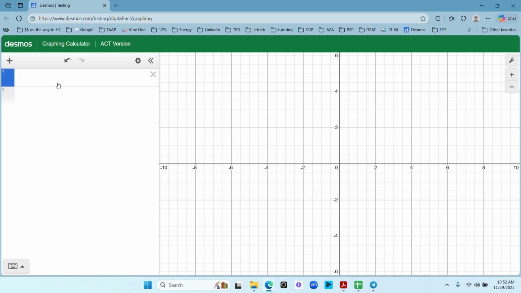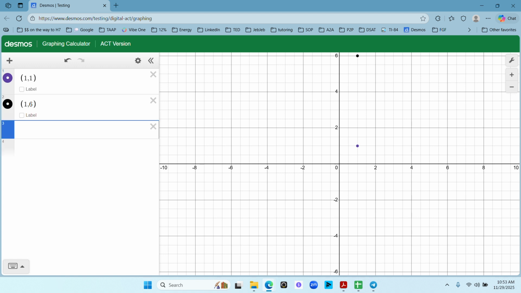A huge advantage of Desmos is you could graph circles very easily. Number 8, a circle in the standard XY coordinate plane has a center at (1, 1) and passes through the point (1, 6). So I can actually graph these 2 points.